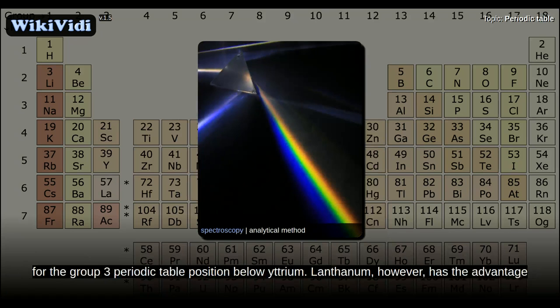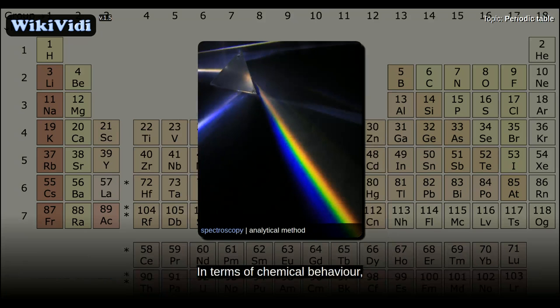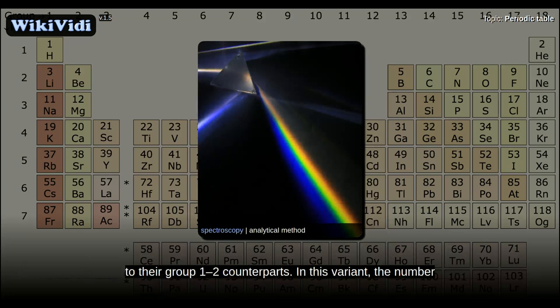Lanthanum, however, has the advantage of incumbency since the 5d1 electron appears for the first time in its structure, whereas it appears for the third time in lutetium, having also made a brief second appearance in gadolinium. In terms of chemical behavior and trends going down Group 3 for properties such as melting point, electronegativity, and ionic radius, scandium, yttrium, lanthanum and actinium are similar to their group 1 to 2 counterparts.